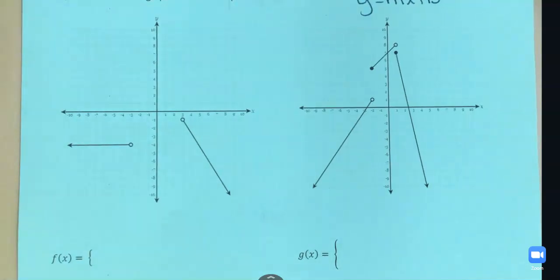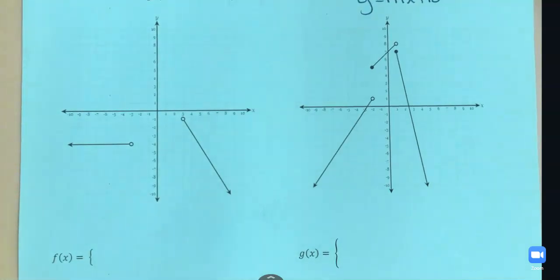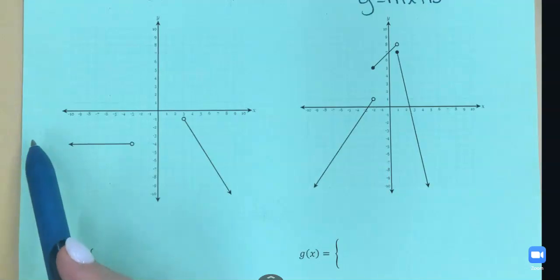I have two portions of my graph. So I am going to have to determine two things for each of those. One, what is the equation of the line there? And two, what is the domain for that portion of my graph? So let's go from left to right here.